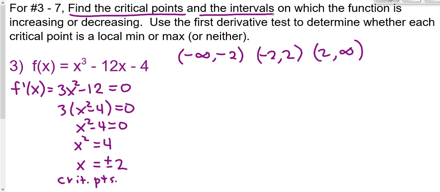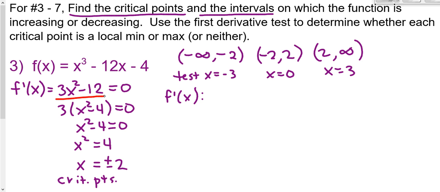Now, we need to test a number into each interval to see what the derivative is doing. So let's test x equals negative 3. Let's test x equals 0. And let's test x equals 3. And to test it means to plug it into the derivative and see if we get a positive or a negative. So f prime of x, if x is negative 3, and you substitute that into the derivative, you could substitute it into there, or you could substitute it into the factored form.